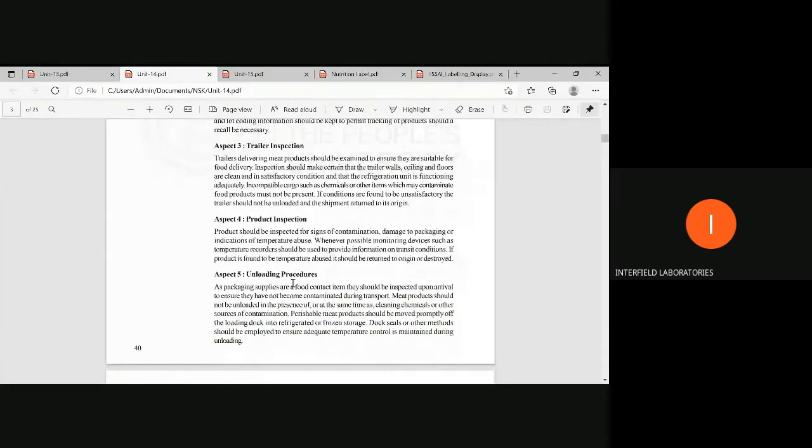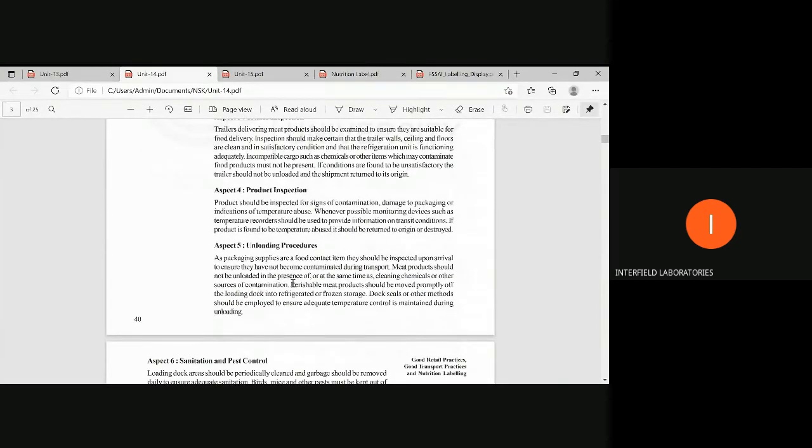Now, unloading procedures. The cargo should be inspected upon arrival to ensure that it has not become contaminated during transport. Meat products should not be unloaded in the presence of sources of contamination. Perishable meat products should be moved promptly off the loading dock into refrigerated or frozen storage. And it should be ensured that adequate temperature control is maintained during unloading.